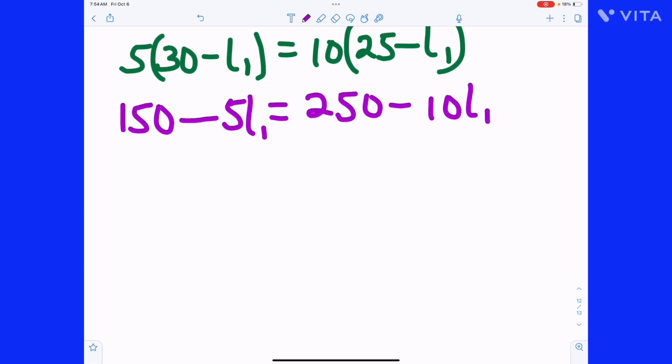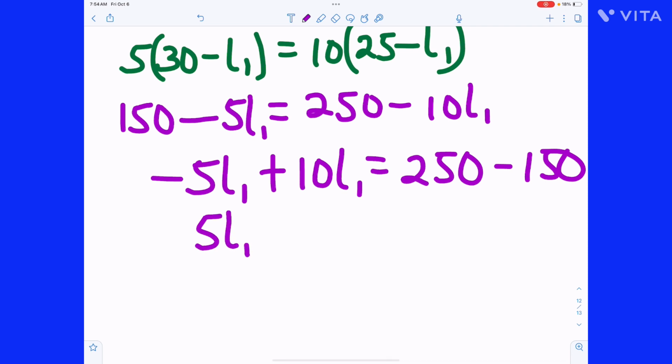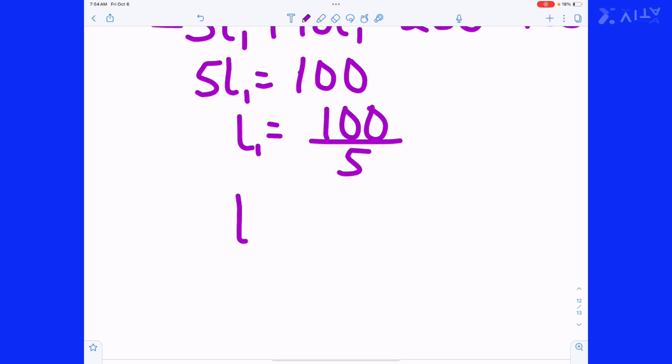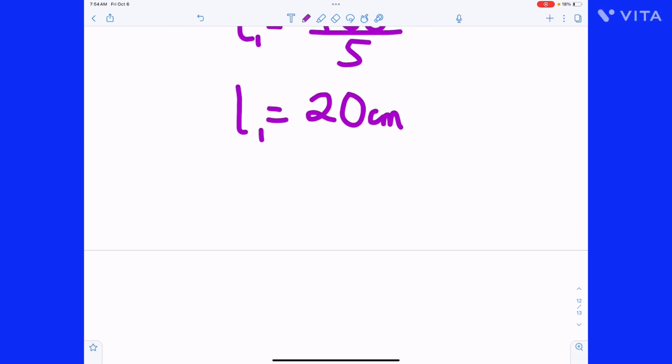So simplifying, what do we get? Let's put our letters on the left. Minus 5L1 plus 10L1 is 250 minus 150. That gives you 5L1. 250 minus 150 is 100. So L1 is 100 divided by 5, which means L1 is 20 centimeters. The original length of the spring is 20 centimeters.